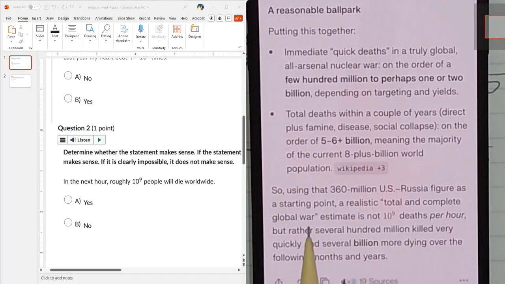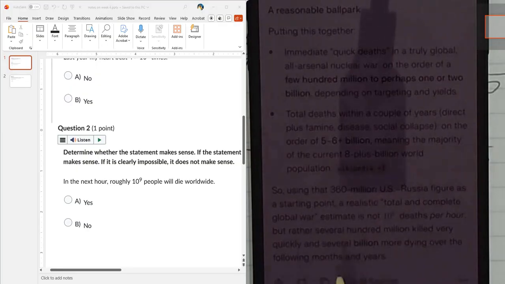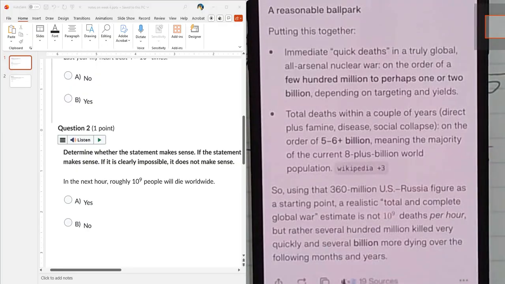Total and complete global war estimate is still not 10 to the 9th deaths per hour, but rather several hundred million killed very quickly, and several billion more dying over the following months and years, folks. Let's talk about the dead people, y'all.